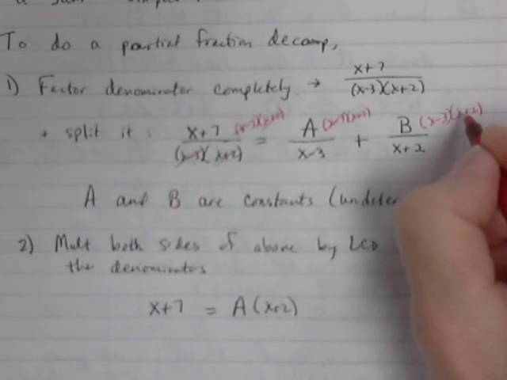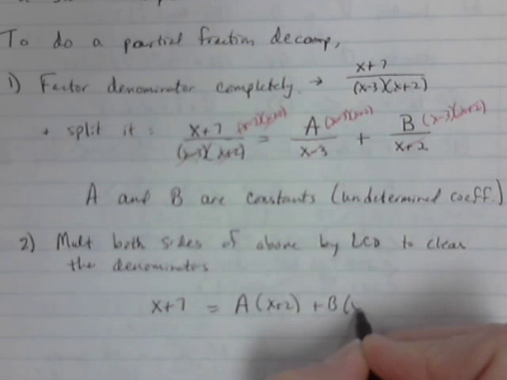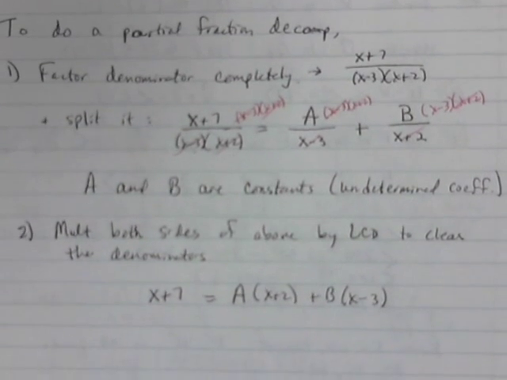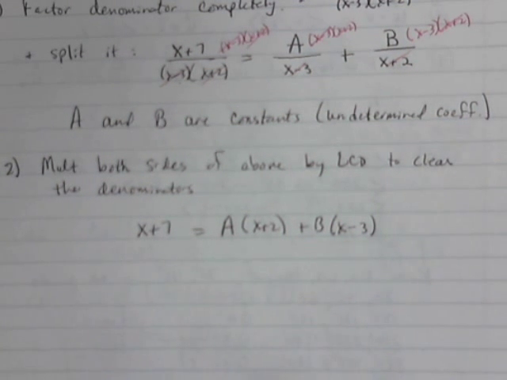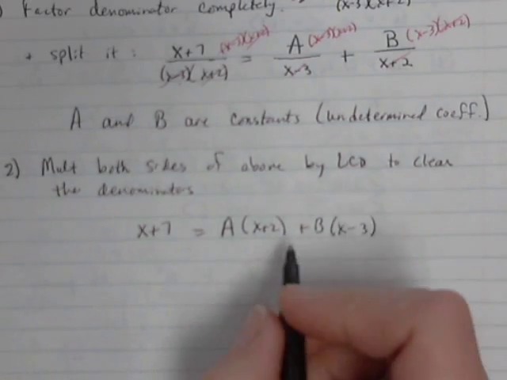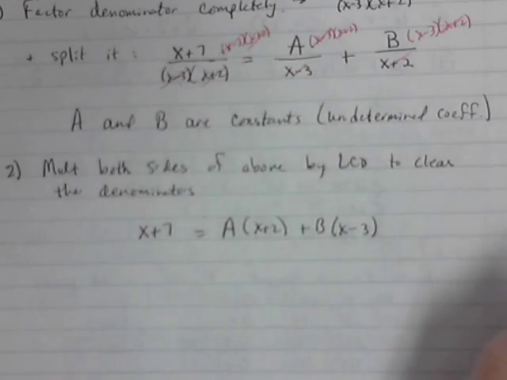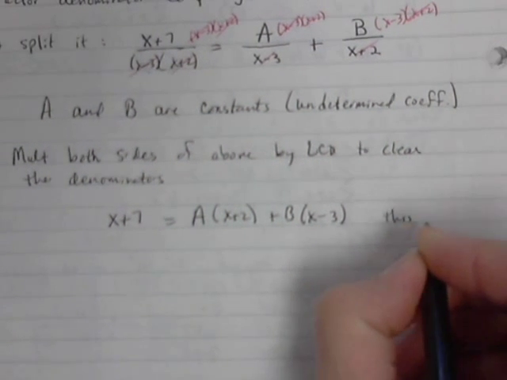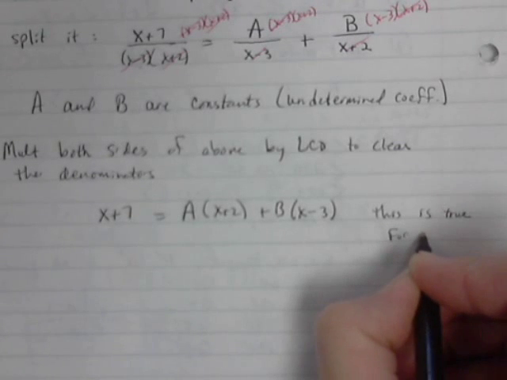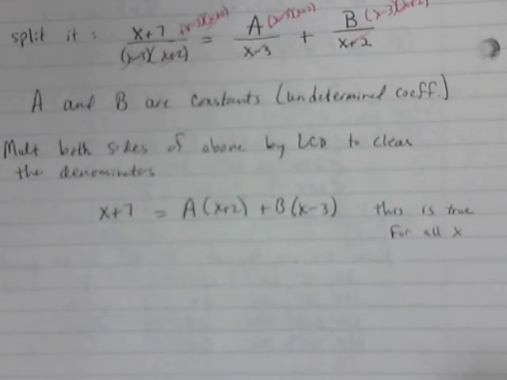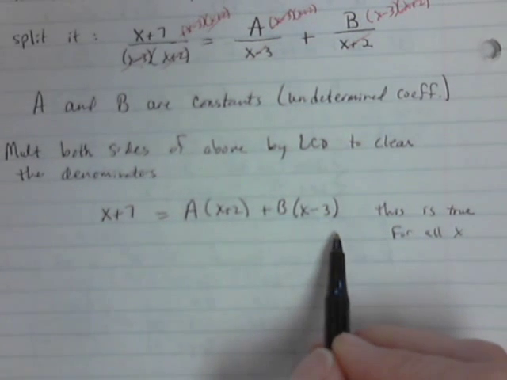And over here, the x plus 2's will be canceling out, so we'll be left with a plus b times x minus 3. So what we're going to do is solve this equation for a and b. There's a couple of different methods to do this, but I think the easiest method is, this is going to be true for all values of x.